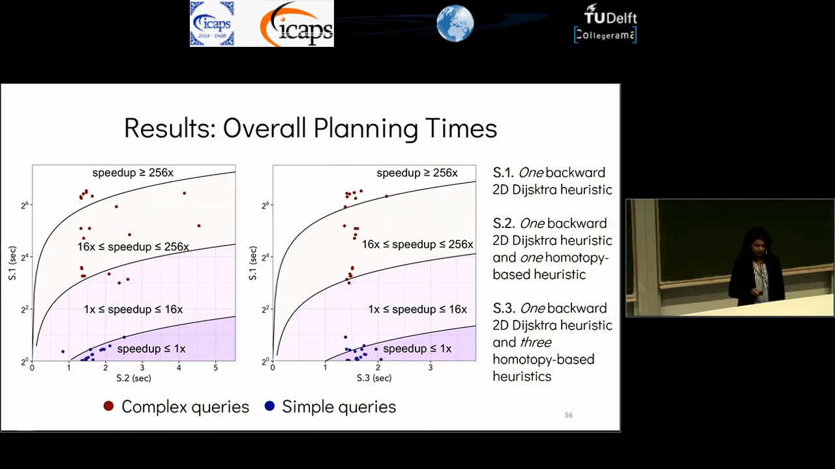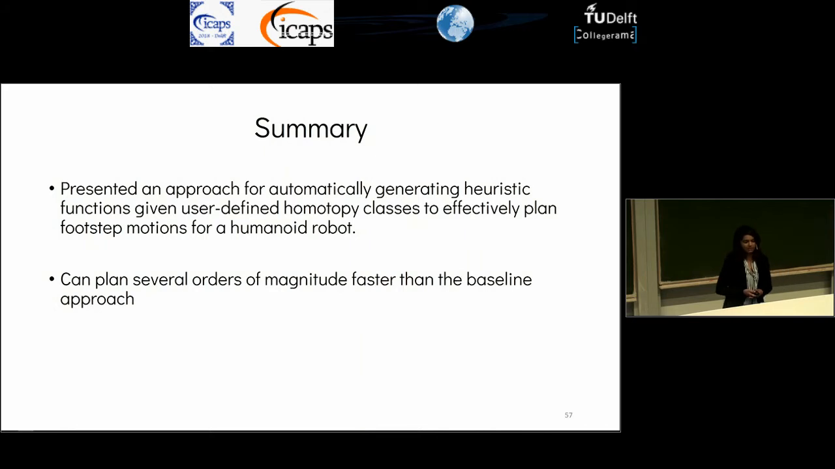queries. So to summarize, we presented an approach for automatically generating heuristic functions given user-defined homotopy classes to effectively plan footstep motions for the humanoid robot. And we showed that informative heuristic functions do speed up our planning time by several orders of magnitude in comparison to the baseline approach.